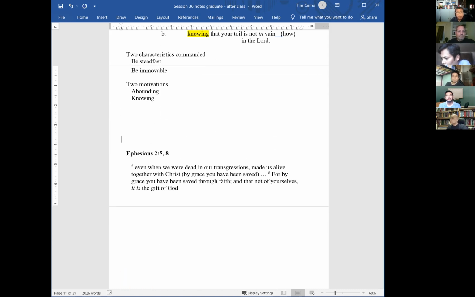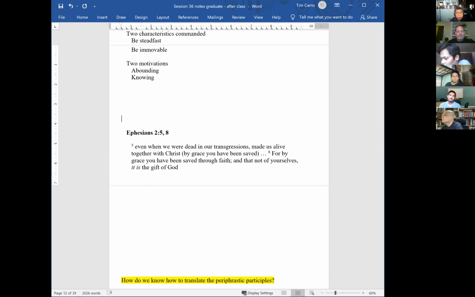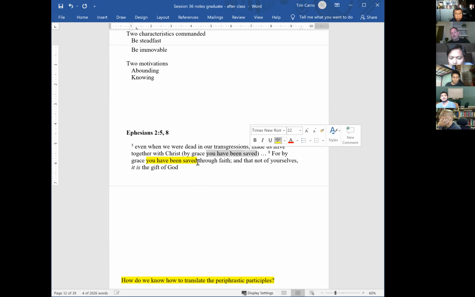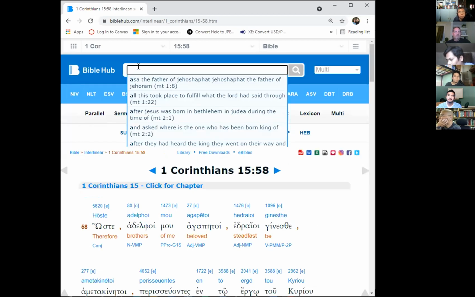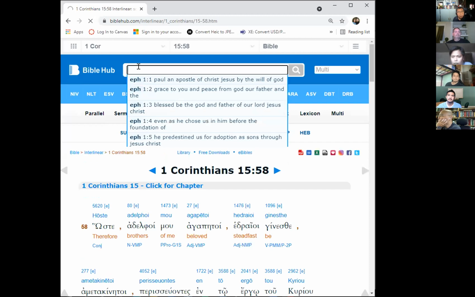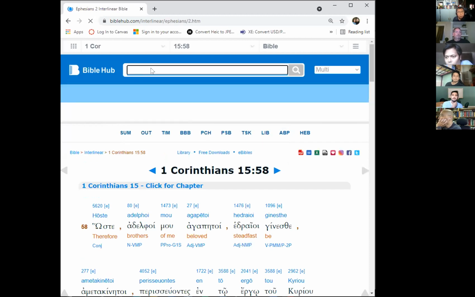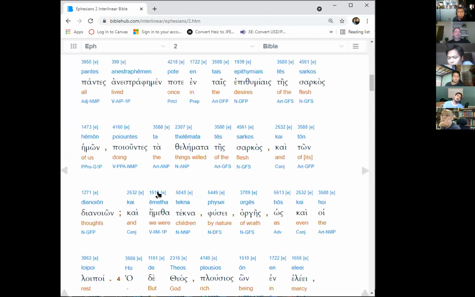One more here. Ephesians 2:5-8 has that phrase. We looked at this before, that you have been saved, and he actually repeats it. You have been saved. Have been saved actually is a participle. I'll just do this one real quick, show you from the interlinear. So if we go to the interlinear, we're looking at Ephesians 2. Let's just go to verse 8 here.